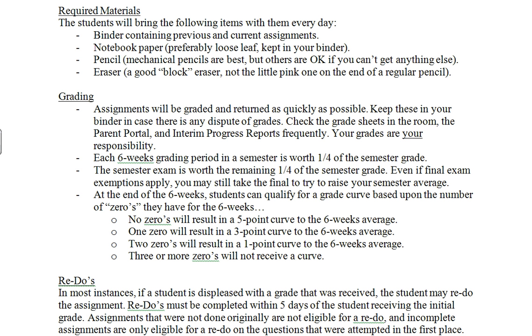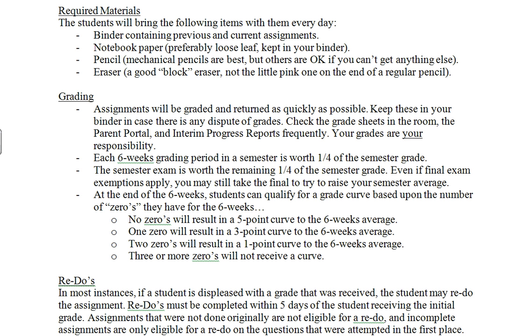Like, let's say you're exempted and you end up with an automatic 80 for the semester exam. Well, study, show up for the final exam, take it, because if you get an 80 for the exemption, but you end up getting a 90 on your own, I'm going to give you the higher of the two grades. So you can't hurt yourself by trying it, but you can help yourself.